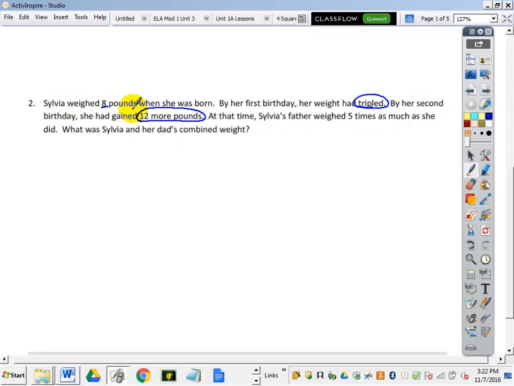So Sylvia weighed 8 pounds when she was born. Cool, she weighs 8. There she is, she's weighing in 8 pounds. By her first birthday, her weight had tripled. Oh, okay, another 8, another 8. Cool. Those are 8s. By her second birthday, she had gained 12 more pounds. By her first birthday, she's right here. Her weight had tripled. That's where she tripled her weight at her first birthday.